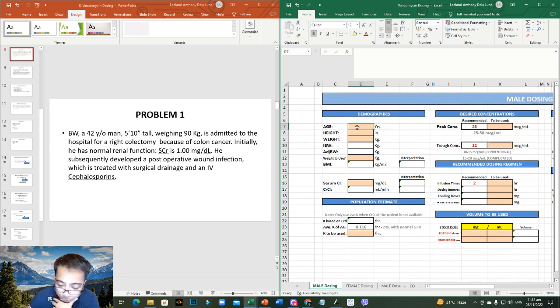Age niya is 42 years old. Height niya is 5'10", so that's 70 inches. Okay, ang weight ng patient natin is 90 kilograms. Ang bigat niya. So, overweight siya. Alright, so we'll be using the ideal body weight, which is 73. Serum creatinine is 1 milligram per deciliter. Okay, and then the creatinine clearance is 99.